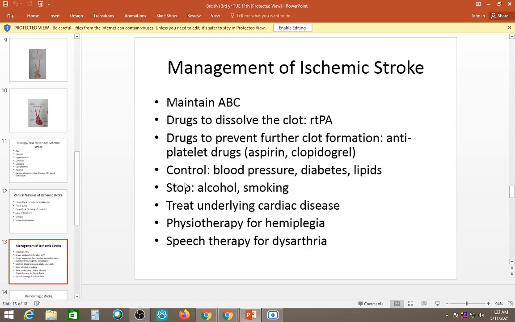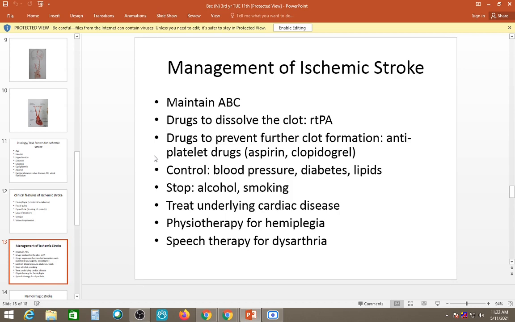How do you manage the ischemic stroke? Number one, you have to maintain the airway, breathing, and circulation, like all emergency patients. This is the emergency because it happens suddenly. We have to dissolve the blocking. A blood vessel is blocked, we have to remove that block. And once the block is removed, then the blood will flow again. But we have to remove the block very fast. If it is not removed fast, then the damage is permanent.